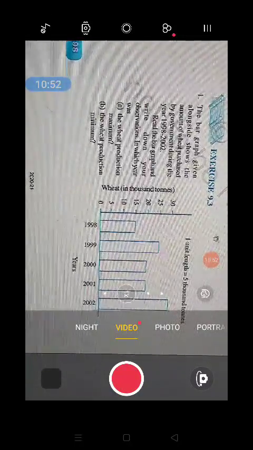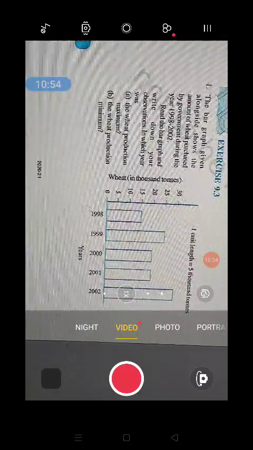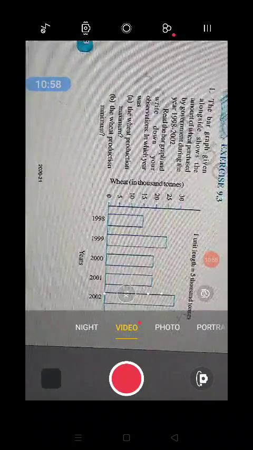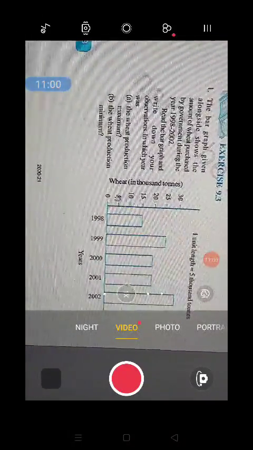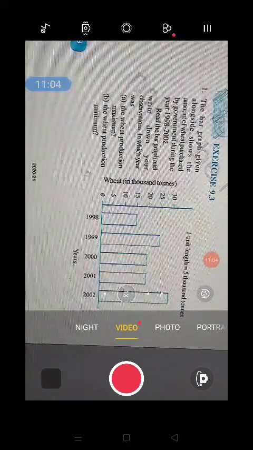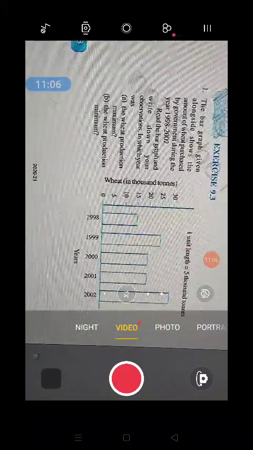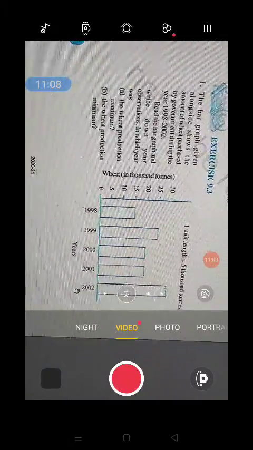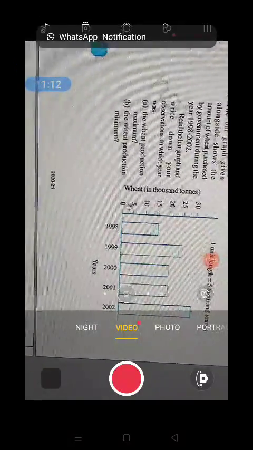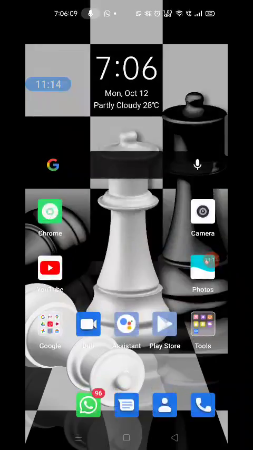So see, have a look. First of all, we need to focus on the unit of the length. 1 unit equals 5,000 tons. See, from here to here is 5,000 tons. Okay, wheat is on the y-axis, years, the timeline, is on the x-axis. So have a focus. This unit is 5,000 tons.